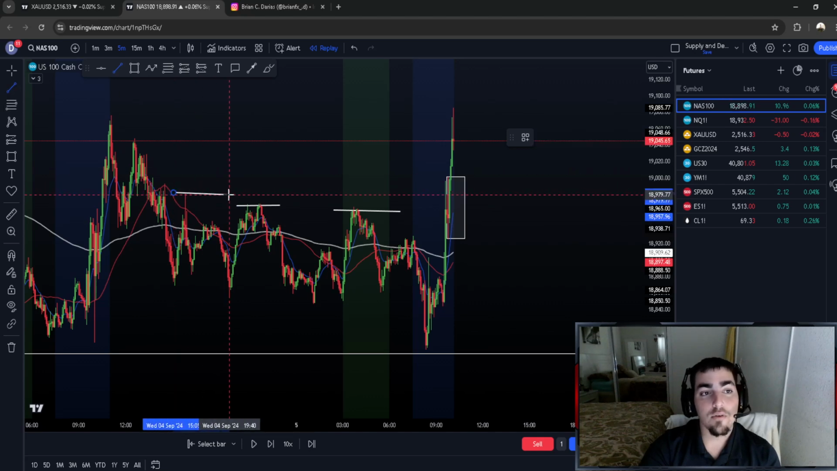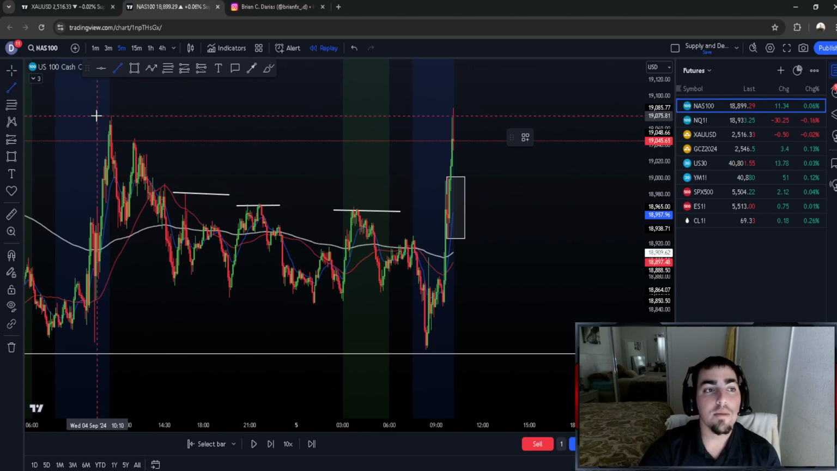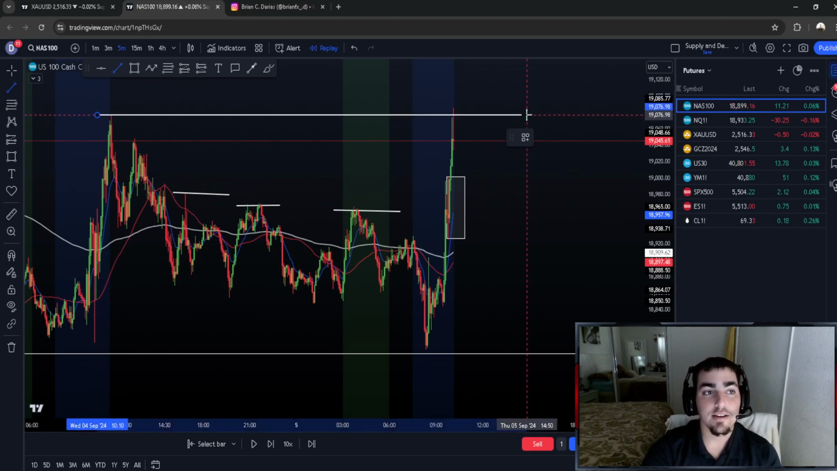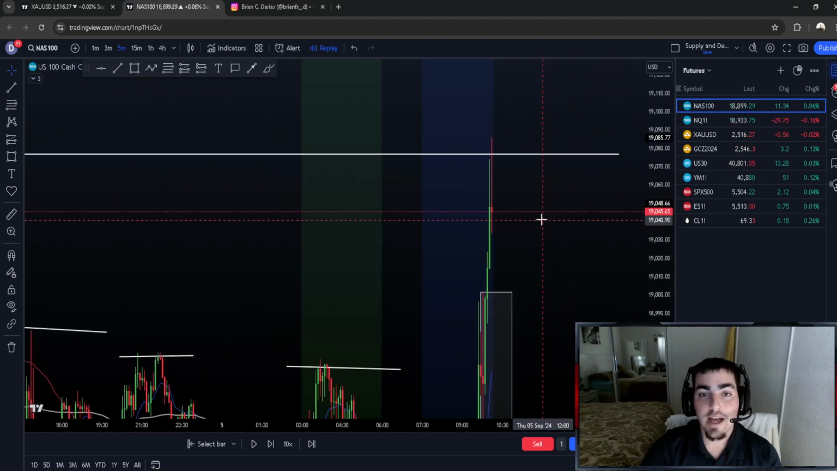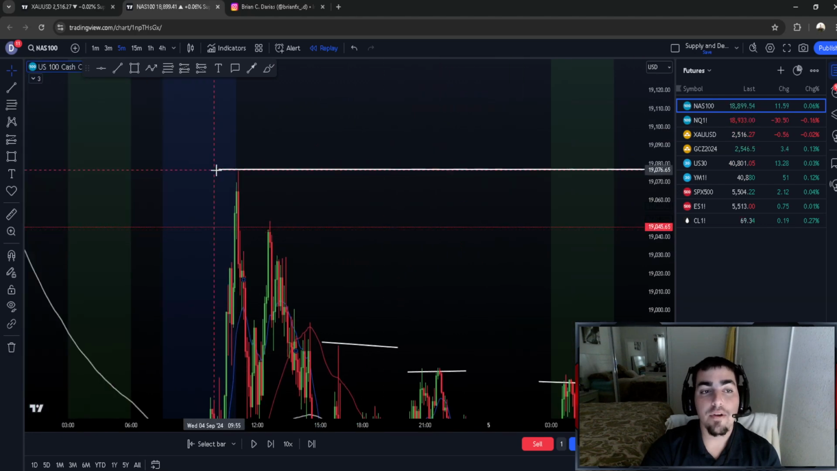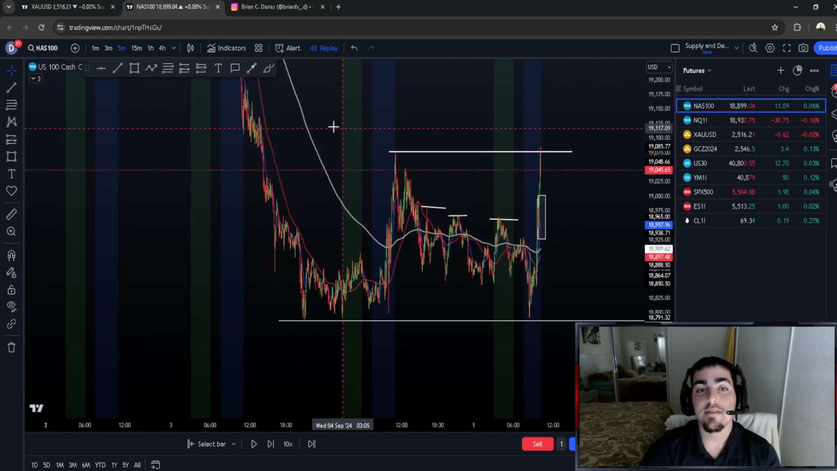We broke this high over here, but mainly overall, we broke this high over here on Nasdaq. So if I put a line, you guys can see that this wick on that red candle went above the previous high that we had on Nasdaq. So that's a new major higher high, because this is a major high.